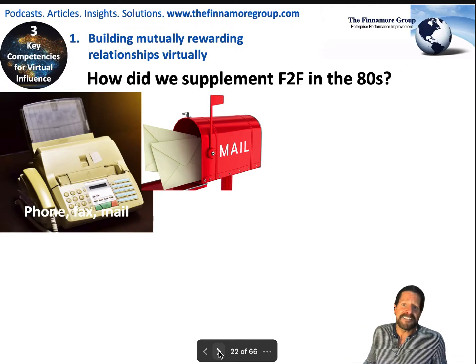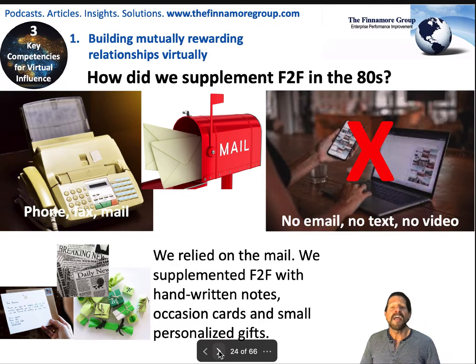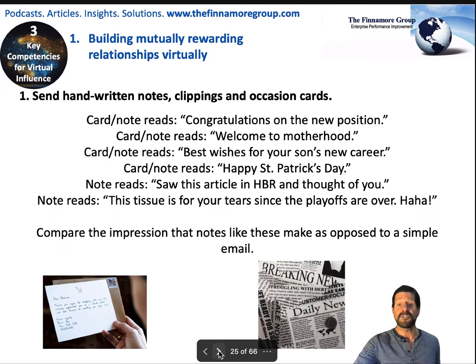That's how we supplemented face to face. There wasn't anything else. There was, of course, no email, no text, no video. We didn't have laptops. We certainly didn't have smartphones. We had very, very dumb phones. So there was actually no email. It didn't exist then, right? And in fact, that's why people sent birthday cards and memos and notes. They didn't just send a little e-message, happy birthday, happy holiday. So we relied on the mail. We supplemented face-to-face with handwritten notes, occasion cards, and small personalized gifts. That's what we used to do.